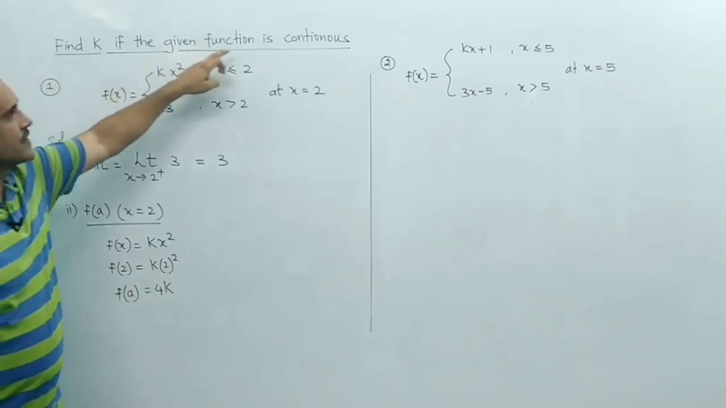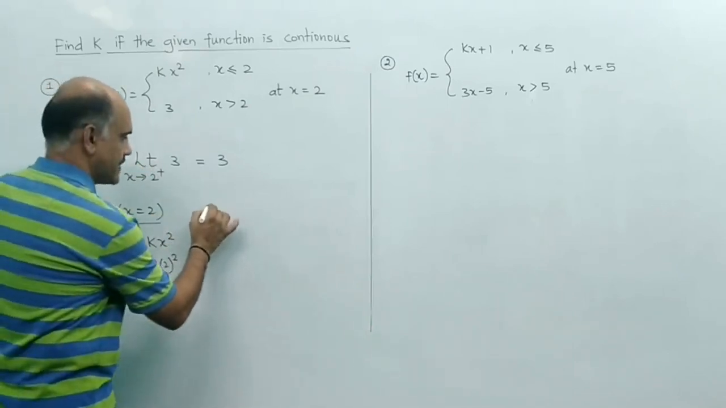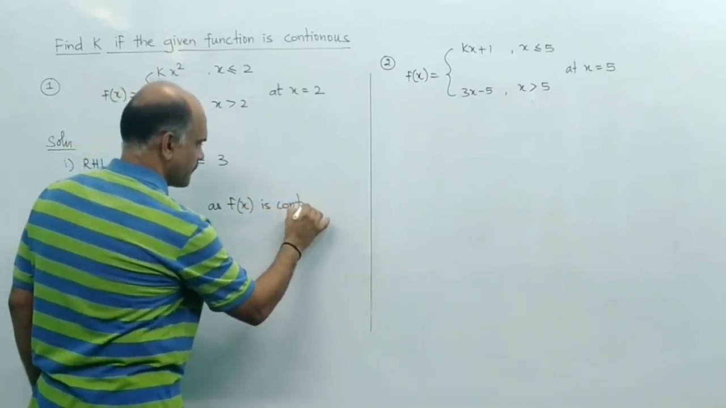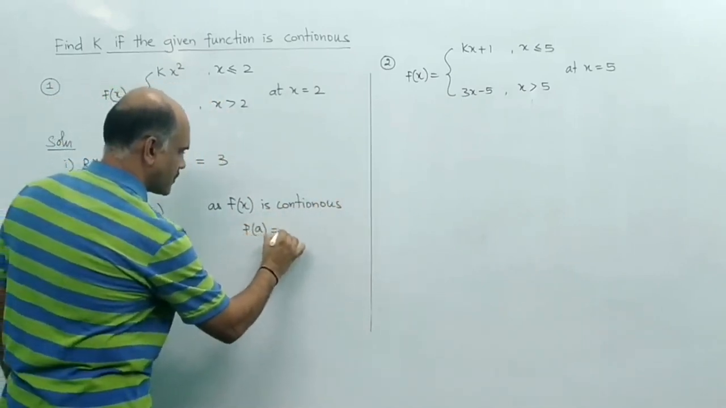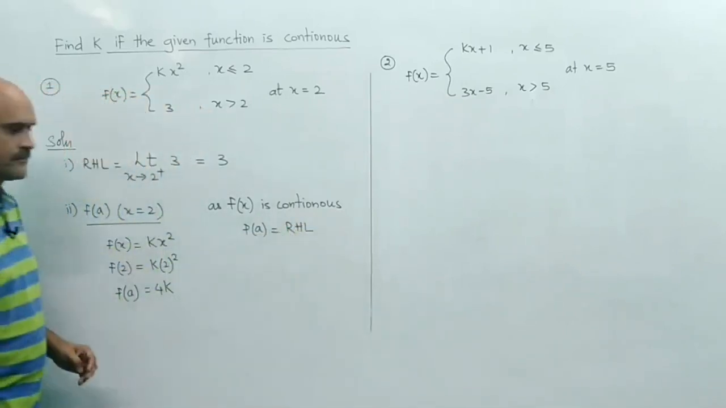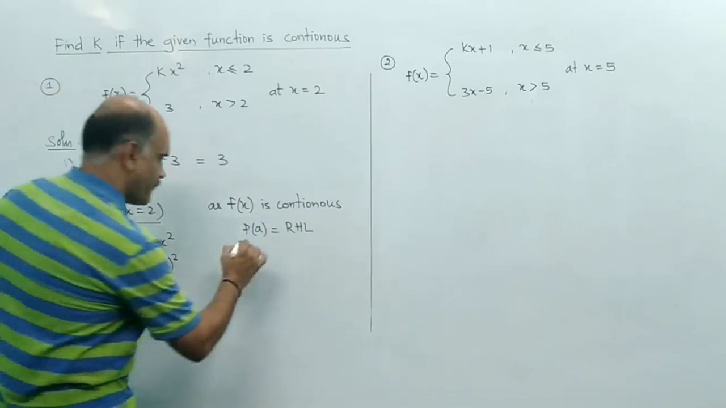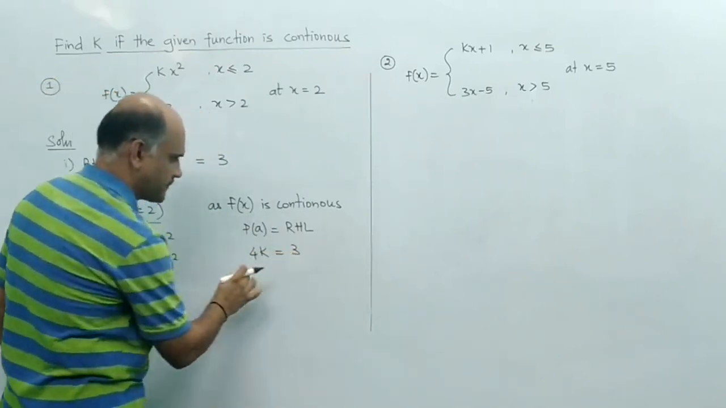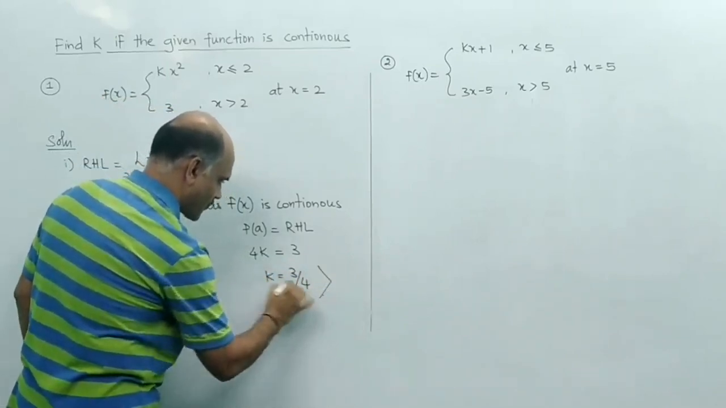The condition is that the given function is continuous. So function is continuous means these two values will be the same. So I will write here that f of x is continuous. I can say f of a is equal to RHL, which I have calculated, equal to LHL. So f of a is 4k, RHL is 3, so 4k is equal to 3. Now if I divide this, I will get the value of k. Therefore k is equal to 3 by 4.